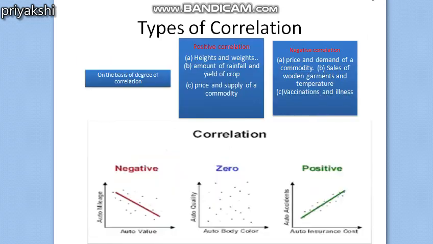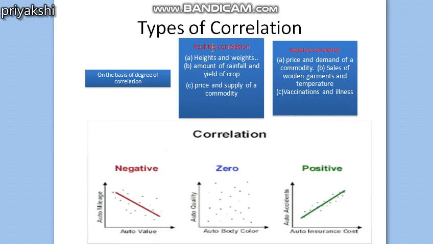So next we will see what the types of correlation are. Correlation can be divided on the basis of degree of correlation and on the basis of linearity. First we will see the different types of correlation on the basis of degree of correlation. There are two types of correlation here. One is positive correlation and another is negative correlation. Whether correlation is positive or negative depends on the direction of the changes of the variables.